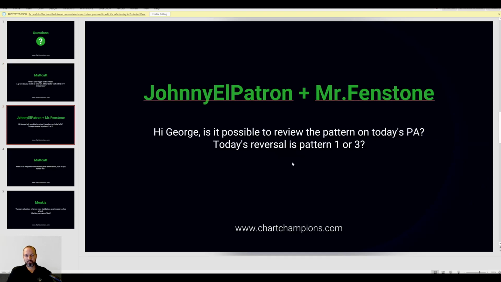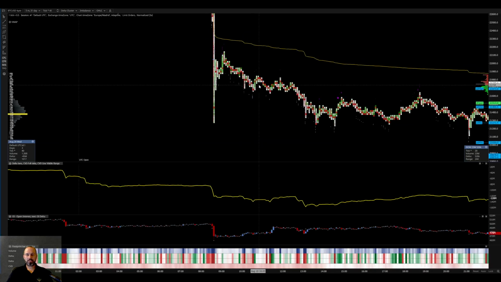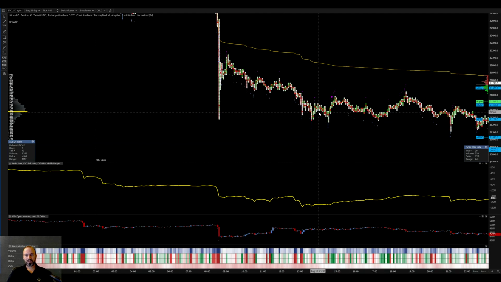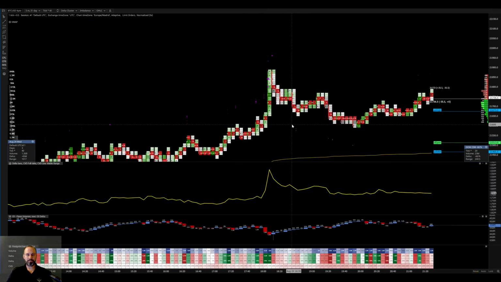Is it possible to review the pattern on today's price action? Today, reversal pattern 1 or 3. Sure, we can do that. Let me move here. So this one, right?